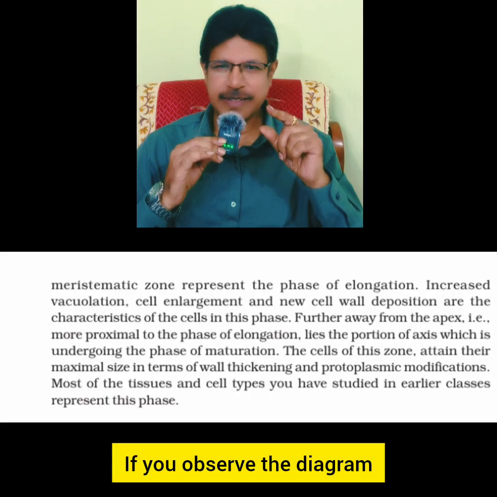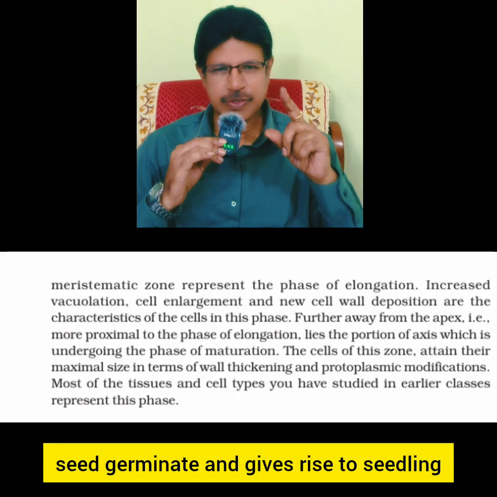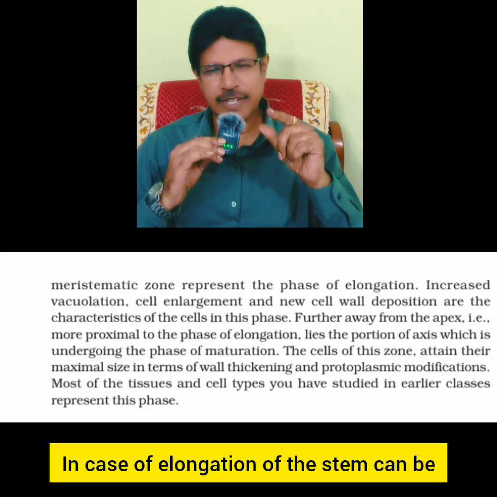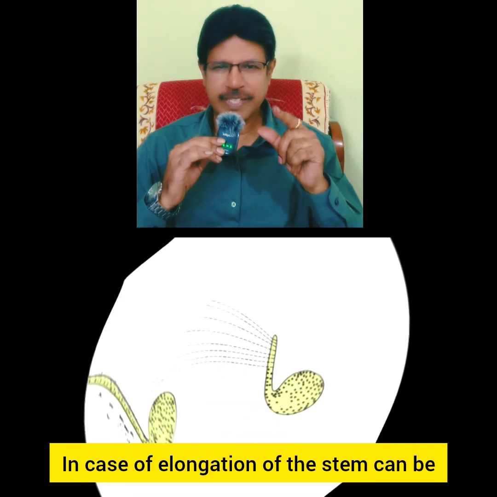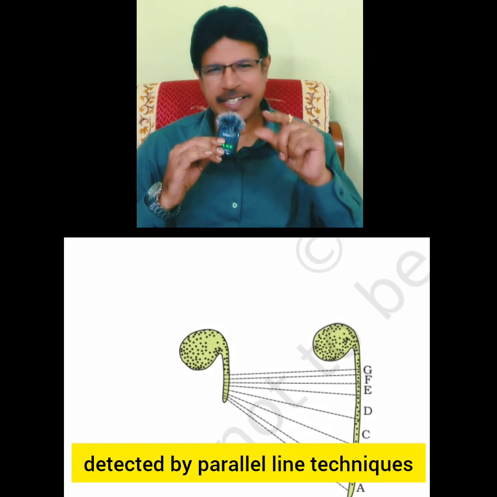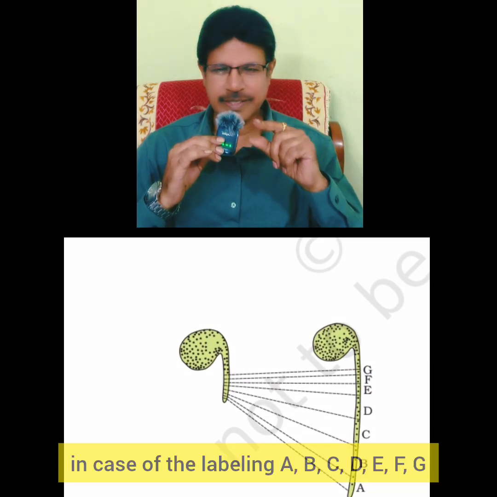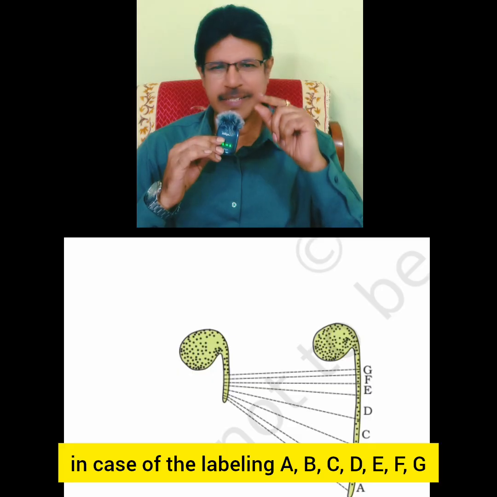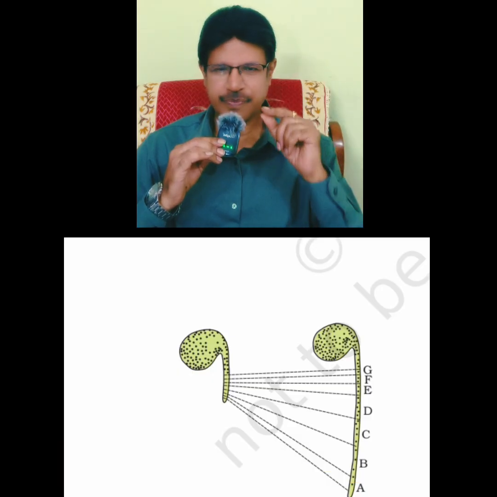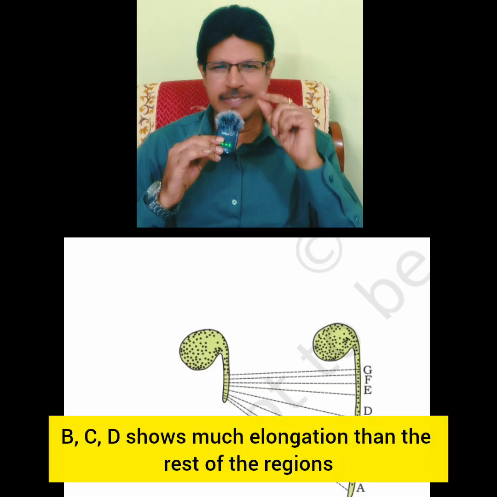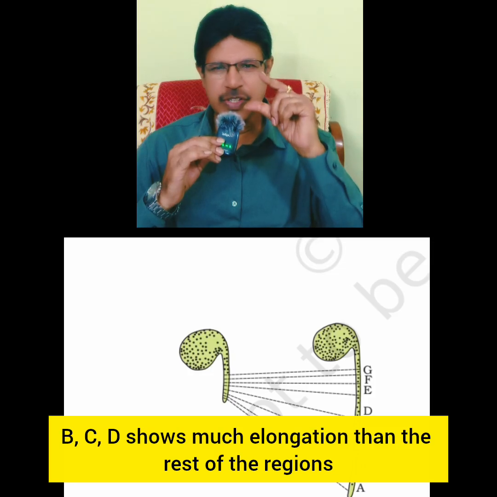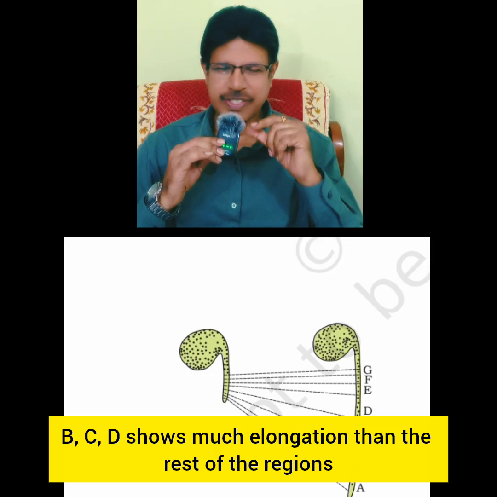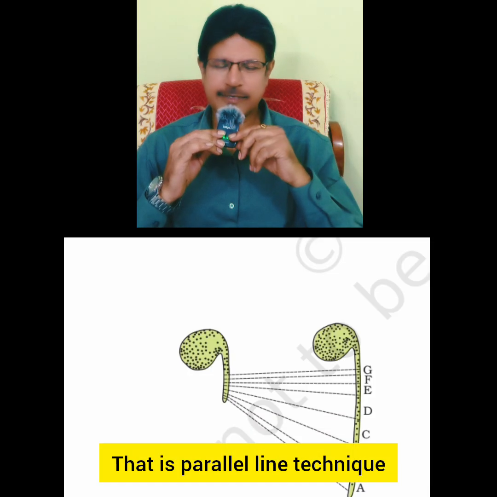If you observe the diagram, a seed germinates and gives rise to a seedling. Elongation of the stem can be detected by the parallel line technique. You observe the labeling A, B, C, D, E, F, G. B, C, D show much more elongation than the rest of the regions. That is the parallel line technique.